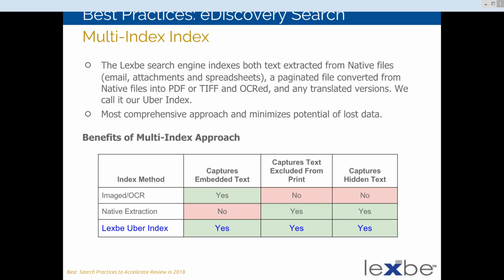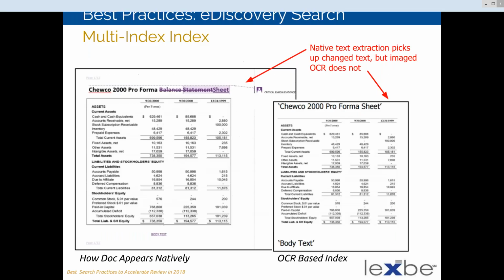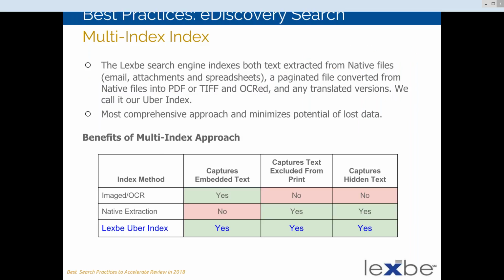That is a very comprehensive approach, and it will minimize your potential to lose data that may have been hidden as far as the track changes, like I mentioned, or other information that's contained in a header or a footer of a document. You can see the table that I've provided here on the differences in the two types of indexing methods, as well as what the Lexby multi-index method offers comparatively.